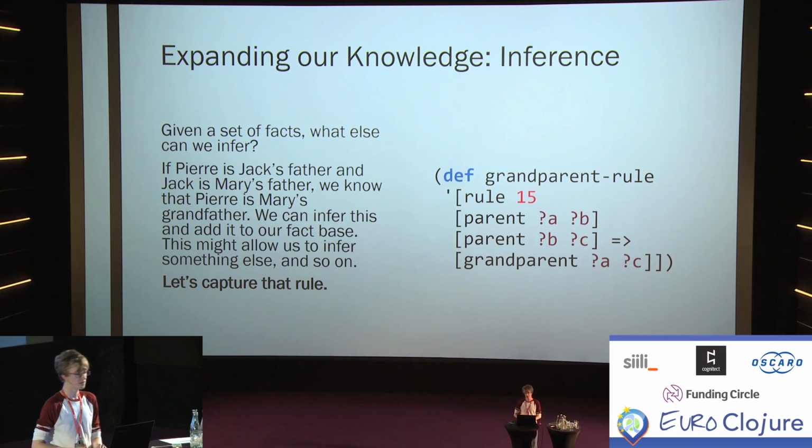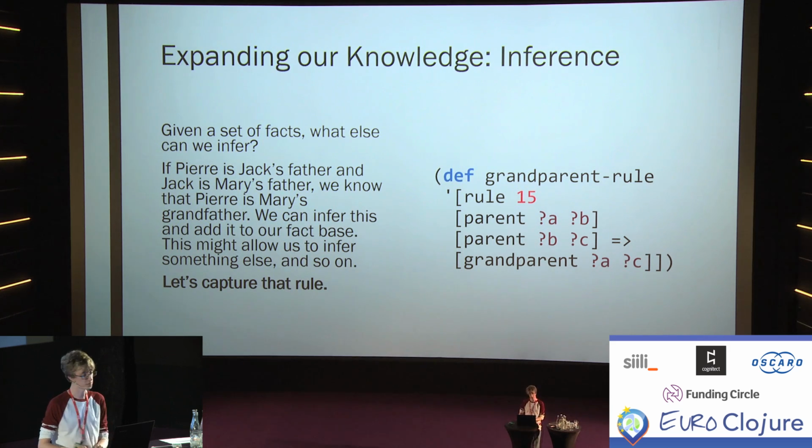Closely related then is inference. So this is another example using the matcher, really showcasing what it's capable of. If Pierre is Jack's father and Jack is Mary's father, we know that Pierre is Mary's grandfather. But we don't have that fact in our world state right off the bat. We need to do some inference.